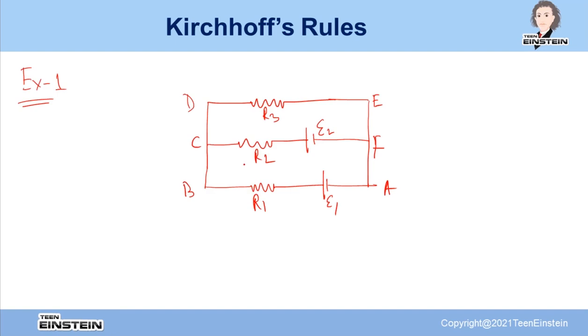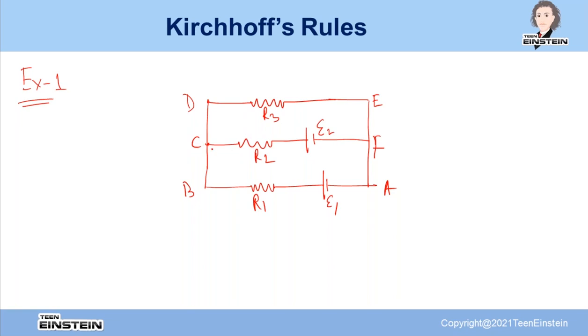See, loop means, if I start from here, suppose D, E, F, or maybe I can start from C, D, E, F, and then C. So this is a complete loop. I can start from C to D, D to E, E to F to C. So this is a complete loop of the circuit.